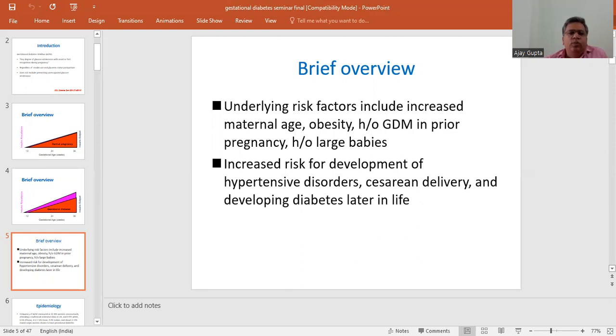This means that those with gestational diabetes have an increased risk for hypertensive disorder during pregnancy. There are more chances of cesarean delivery. There are more chances of eclampsia or preeclampsia. And similarly, women who have gestational diabetes have a significant increase in the risk of future development of type 2 diabetes mellitus in later life.